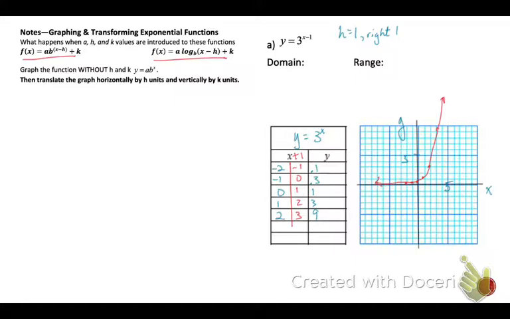Now we've got our shift to the right. There, you can see it with our original graph. Our domain is all real numbers because we're back to exponential, and our y's are all the values that are greater than 0.